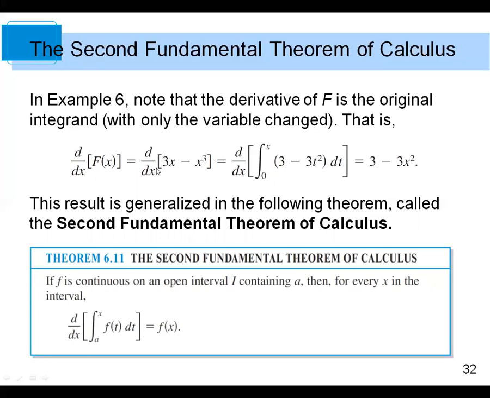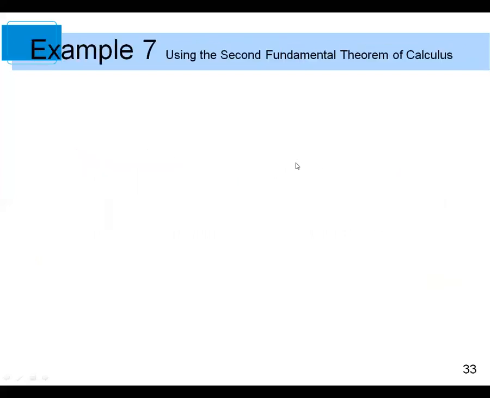So that's like we took the antiderivative with respect to t, plugged in x and 0 and subtracted and got 3x minus x cubed. Well, if I took the derivative of that, I would get 3 minus 3x squared, which was the original function I started with, just with x replaced by t.